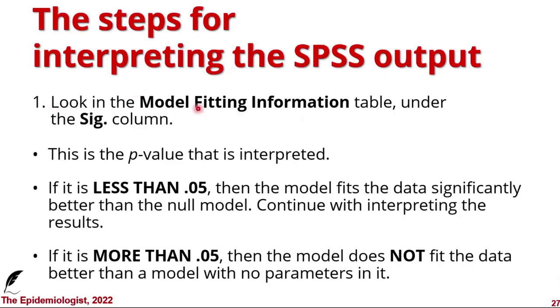First, look in the Model Fitting Information table under the significance column. This is the p-value that is interpreted. If it is less than 0.05, the model fits the data significantly better than the null model. Continue with interpreting the results. If it is more than 0.05, the model does not fit the data better than a model with no parameters.